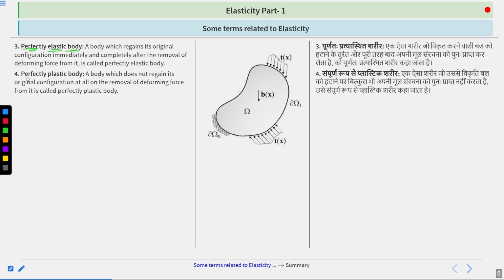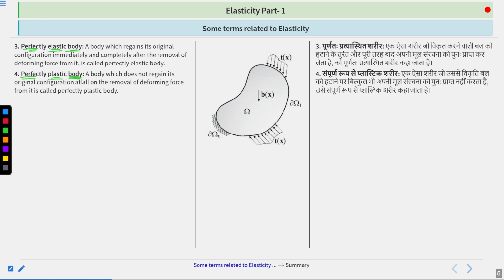Now, perfectly plastic body. What do you mean by this? A body which does not regain its original configuration at all on the removal of the deforming force from it is called a perfectly plastic body.